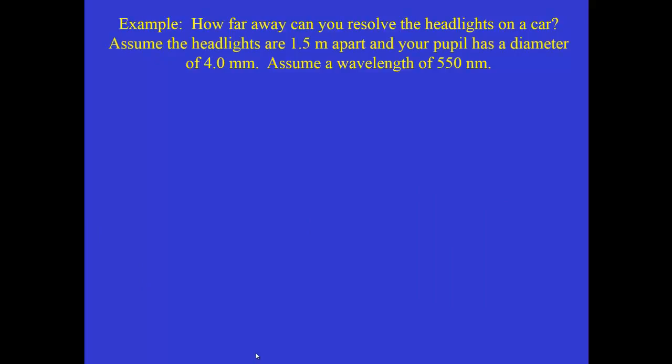How far away can you resolve the headlights on a car? We'll make some assumptions about their geometry. We assume the headlights are 1.5 meters apart and your pupil has a diameter of 4 millimeters. Because light from headlights is generally white light, we'll use a wavelength value at the middle of the visible spectrum to do the calculation. So those will be the assumptions that we make.